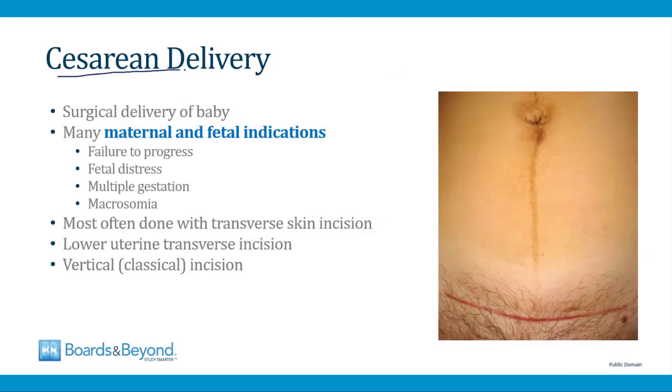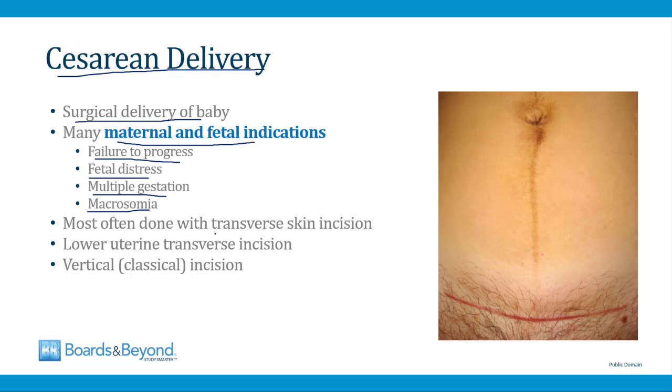A cesarean delivery, also called a cesarean section, refers to surgical delivery of the baby. And there are a number of maternal and fetal indications. One of these is failure to progress of labor. We'll talk more about this later on in this video. Another is one I already mentioned, which is fetal distress. Women who have multiple gestation pregnancies with twins or triplets often require a cesarean delivery. And then if the baby is very large, in other words, if there's macrosomia, sometimes the baby cannot be delivered vaginally and a cesarean delivery is required.